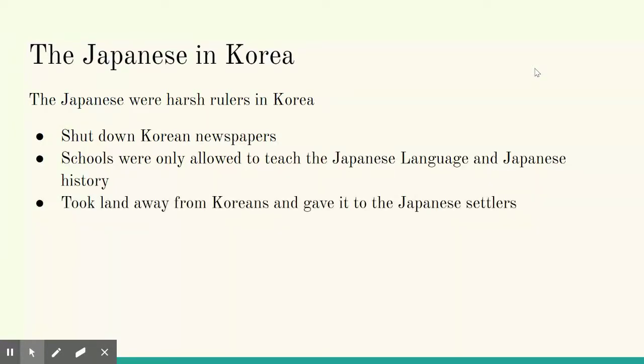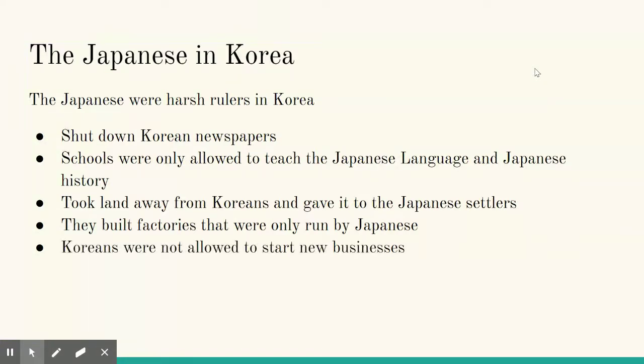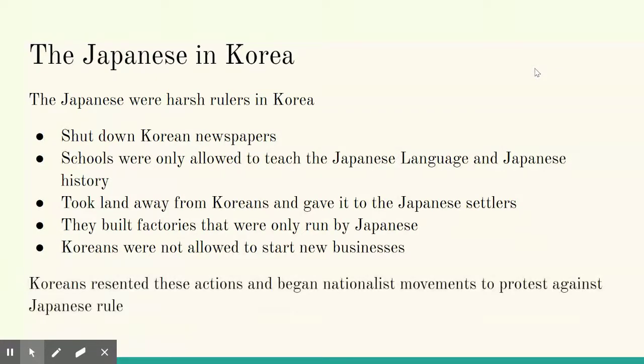They took land away from the Koreans and they gave it to the Japanese settlers who were moving into Korea. They built factories, and all of those factories were only run by Japanese. Koreans were not allowed to start new businesses. And this sort of reminds us of what went on in some of these other places that we talked about, like India and Southeast Asia and Africa. And you can see the Japanese really are no different with what they're doing here in Korea. Koreans resented these actions and began nationalist movements to protest against Japanese rule.